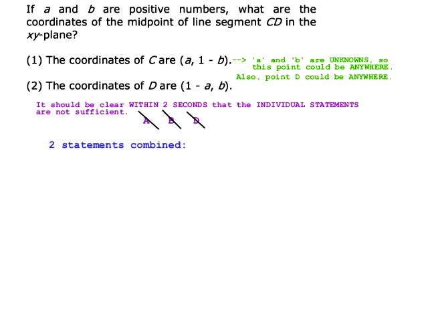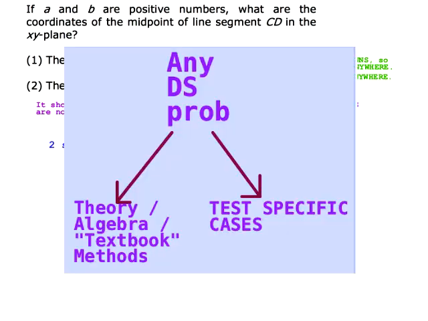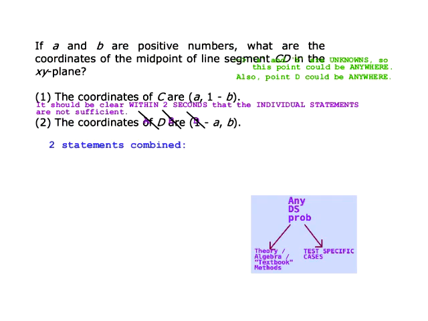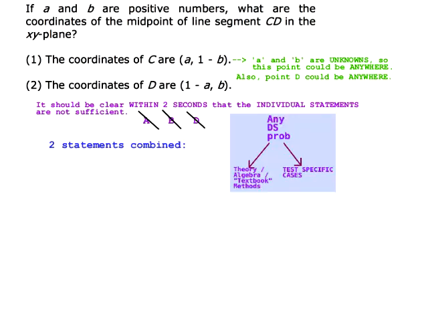There's basically 2 ways we can do this, the same 2 ways we can approach every data sufficiency situation, really: you can either use an algebraic approach or you can test cases. So let's look at both of those. Gabriella says let's test cases. So let's try testing cases first.